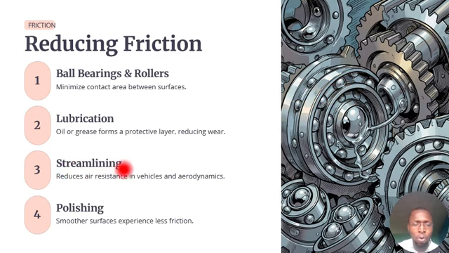Another way to reduce friction is to streamline the object. When you streamline an object, you are doing it in a way that there will be reduction of air resistance. When there is reduction of air resistance, the object will be allowed to move. And a good example of this is our aeroplane. You see, aeroplanes are well streamlined in a way that when they are flying, there is less force on them. So the air will not oppose the motion of the aeroplane much because it is well streamlined.